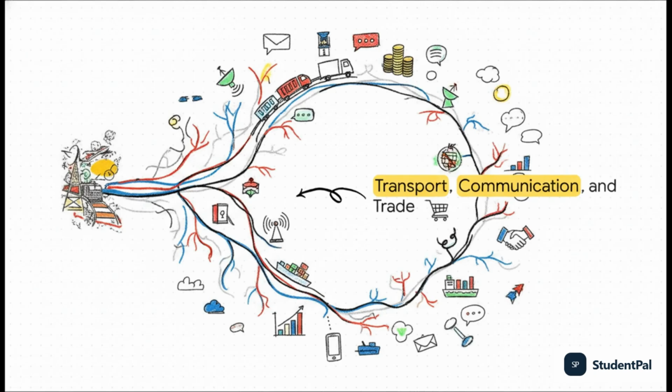It's pretty simple when you break it down. Transport moves the goods, communication shares the information, and trade builds the wealth. You just cannot have local, national, or global trade without a well-developed, highly functioning transport and communication system.